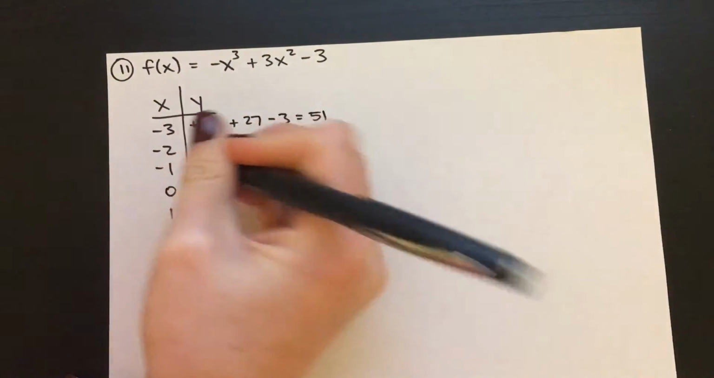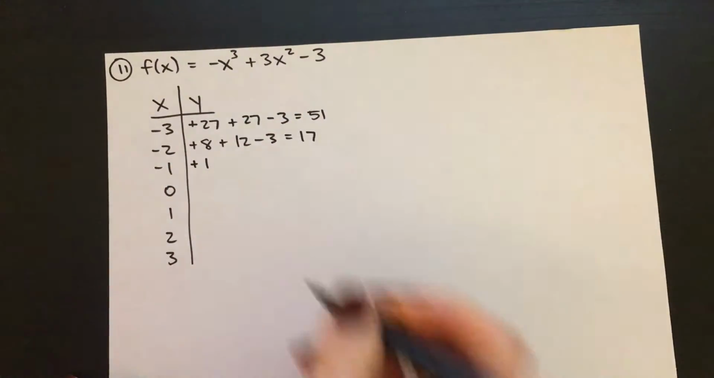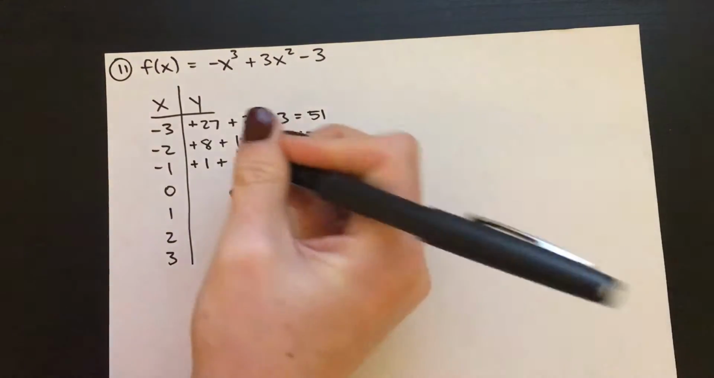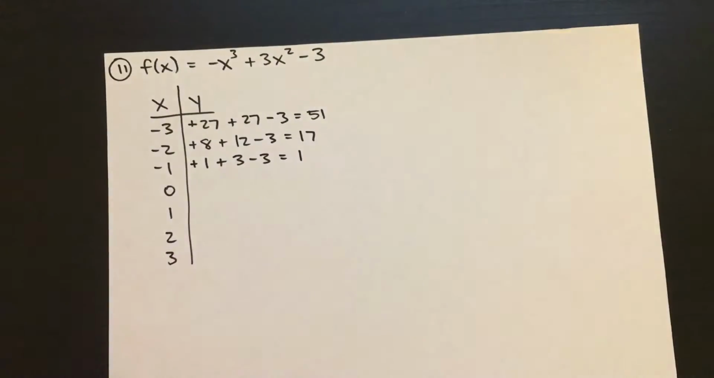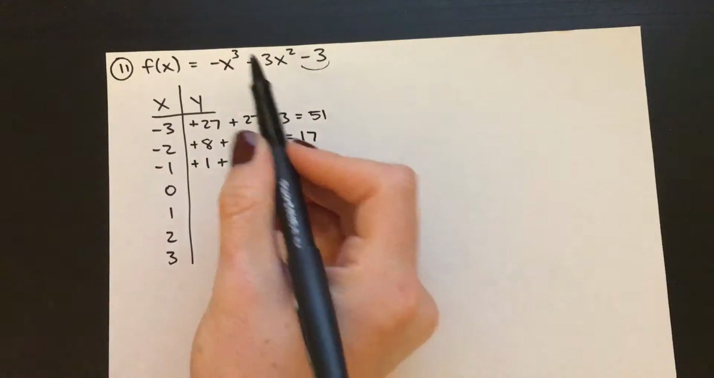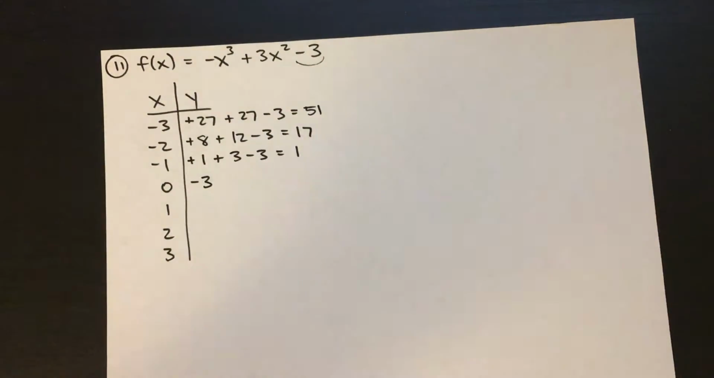Plug in the -1. Again, this starts as a negative, and then when I cube -1, I get -1, plus 3 times -1 squared, so that's 3 times 1, which would be 3, and then -3. So this comes out to be 1. Next, when I plug in 0, I know it's always just going to be this value on the end, because this would be 0 and this would be 0. So I get -3. That's always an easy one.